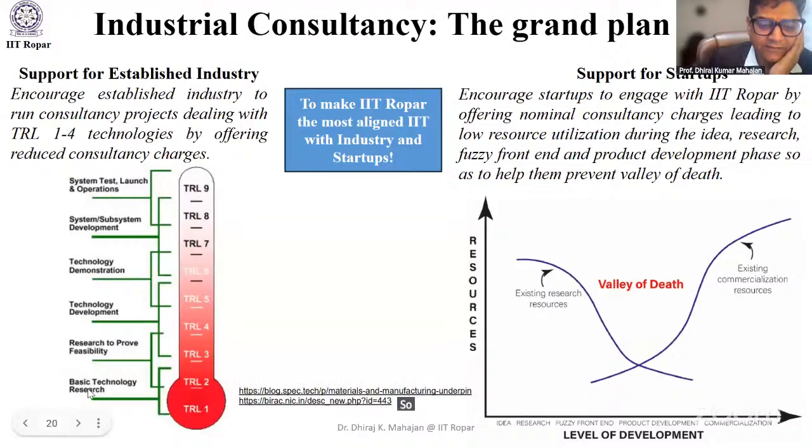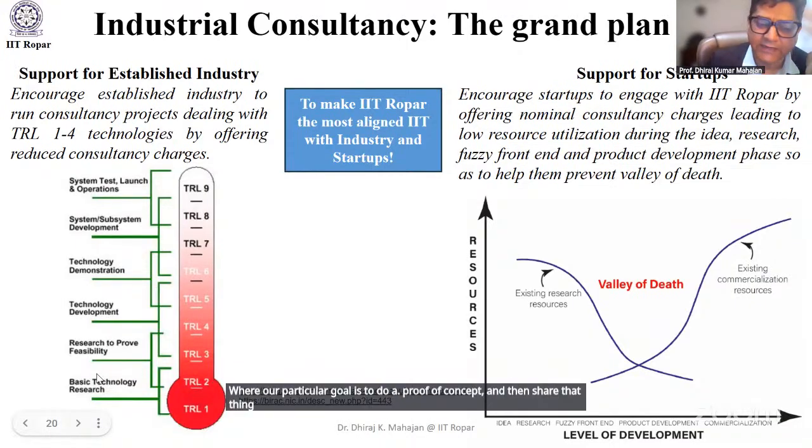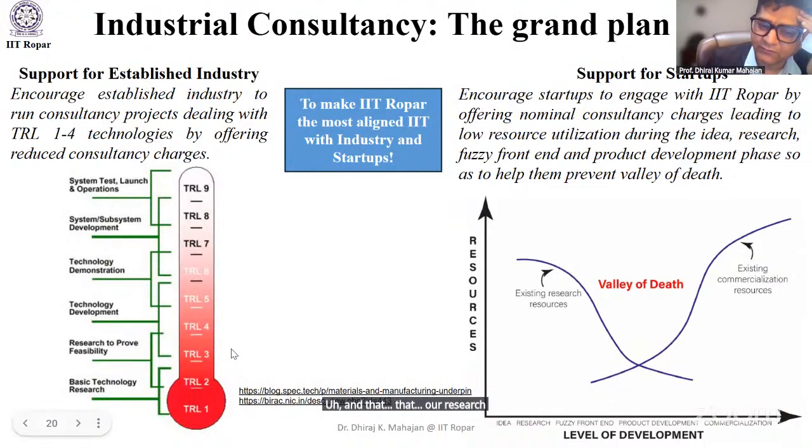So if you see that, we academicians generally work from TRL 1 to 3, where our particular goal is to do a proof of concept and then share that with respect to publication. And then our research kind of stops because we don't have funds to take it to other levels.